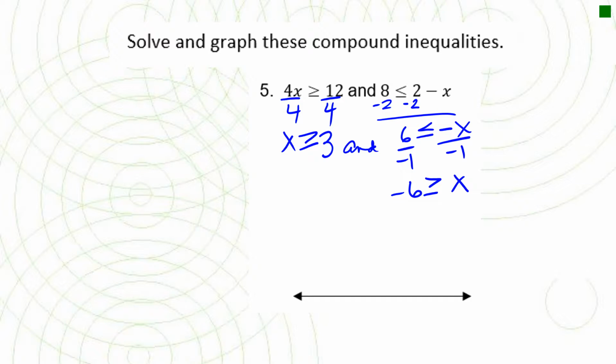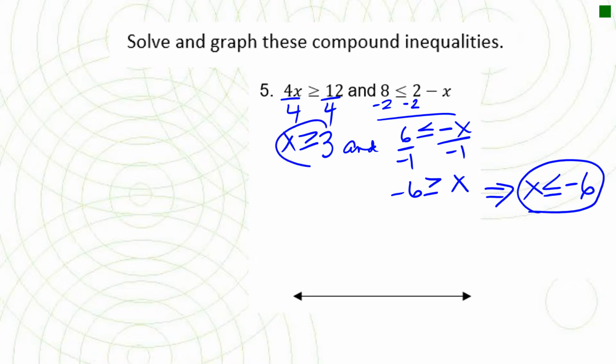Now, remember graphing that, we've got to be careful because this is really the same as x is less than or equal to -6. So these are the 2 things I'm graphing, and it's an and, so I need to know where they intersect. I'm going to put my 2 values on the number line, so I have -6 and 3, and then I just graph them one at a time.